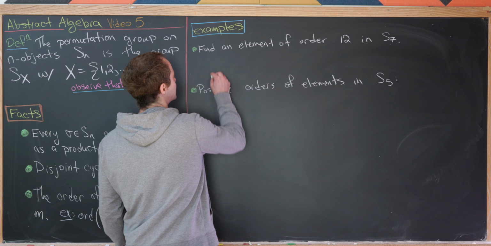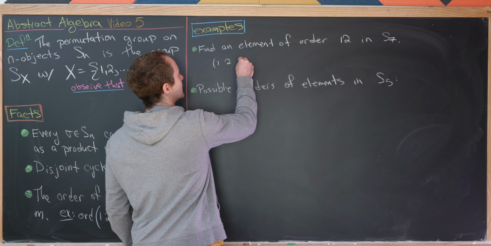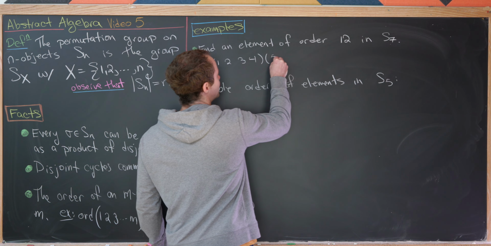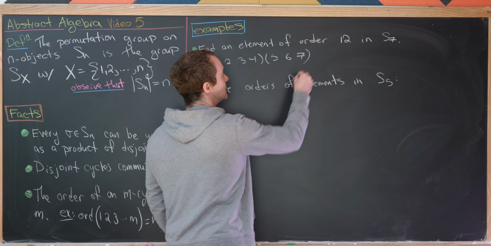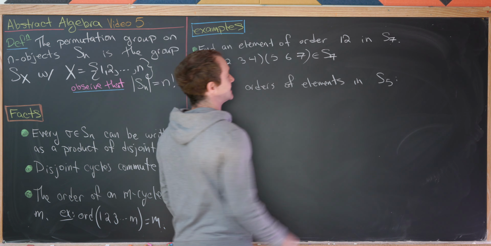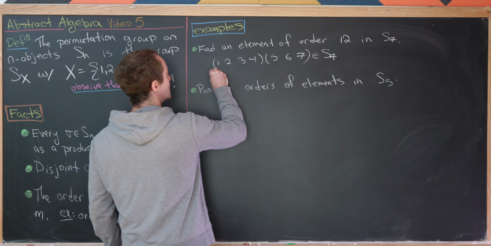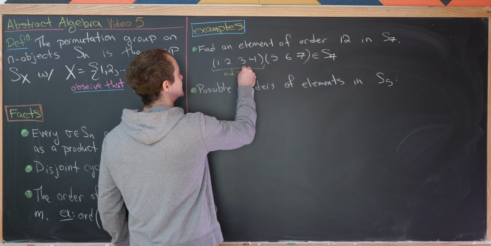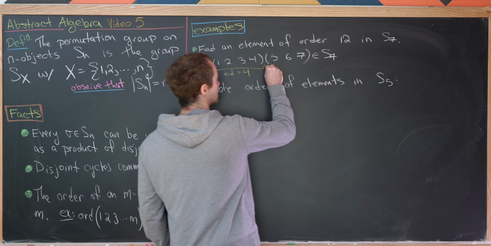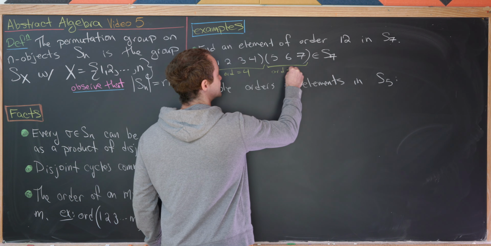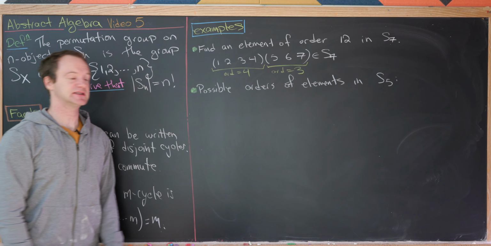So let's consider the following. (1 2 3 4)(5 6 7). So that's definitely in S7. And by our facts over here, we know the order of this is equal to 4 because it's a 4 cycle. The order of this is equal to 3 because it's a 3 cycle.